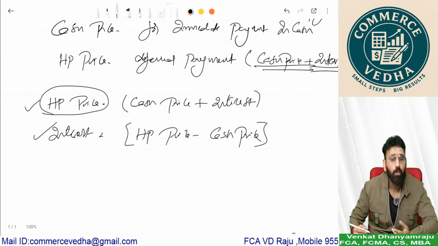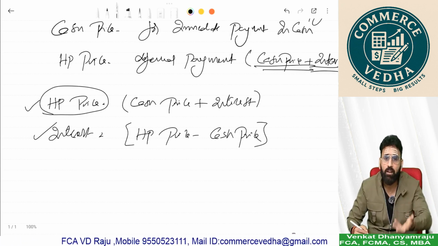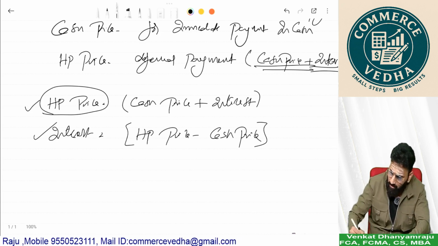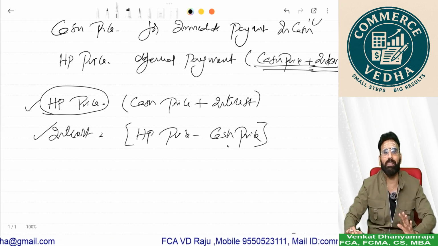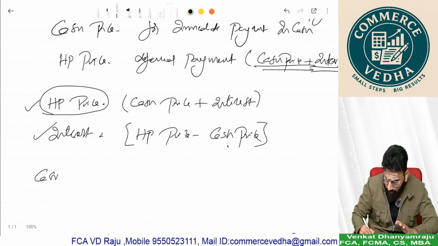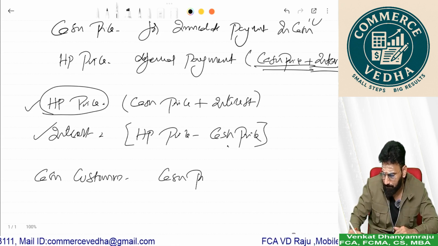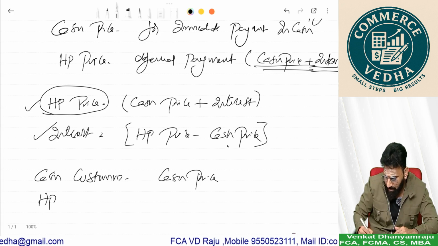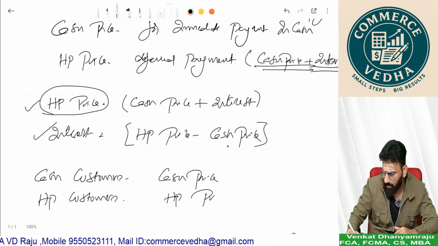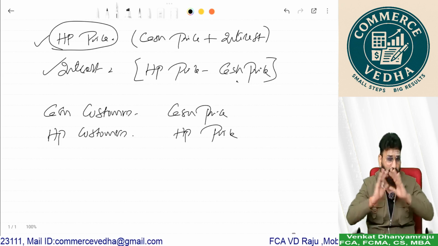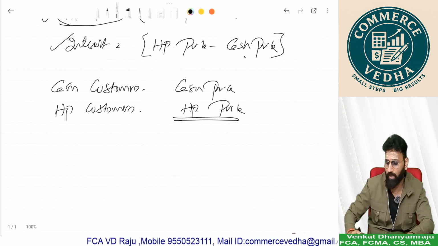So these are the two prices, and we know the hire purchase price is always more. Why? Because you are making the payment for a longer term in installments. So definitely the vendor will charge interest, and the cash price is always less. Why? Because you are making the payment immediately. So there are two prices. For cash customers, you will give cash price. For hire purchase customers, that will be hire purchase price. This is a basic thing we should understand. Now, what exactly is a hire purchase transaction, how does it happen?